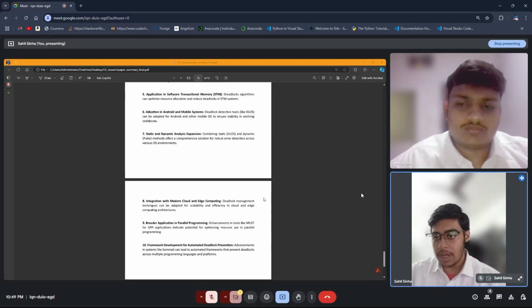Tenth, framework development for automated deadlock prevention. Advancements like Sammati can lead to automated frameworks that prevent deadlock across multiple programming languages and platforms.